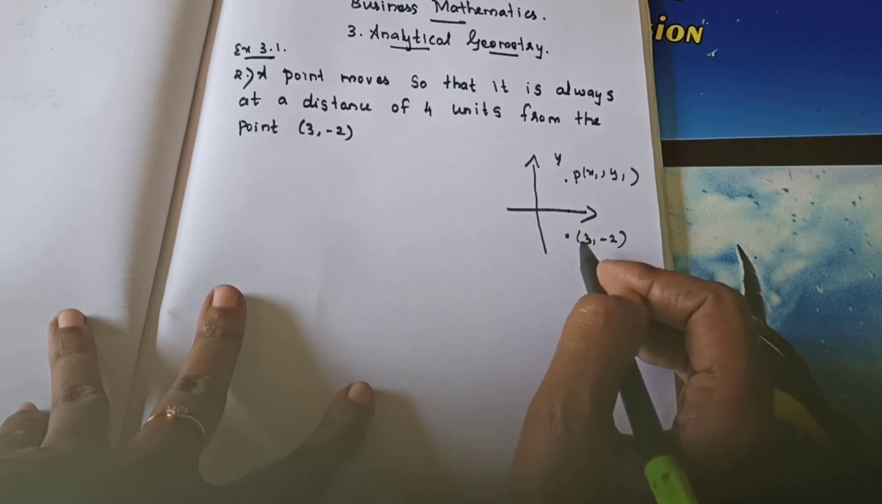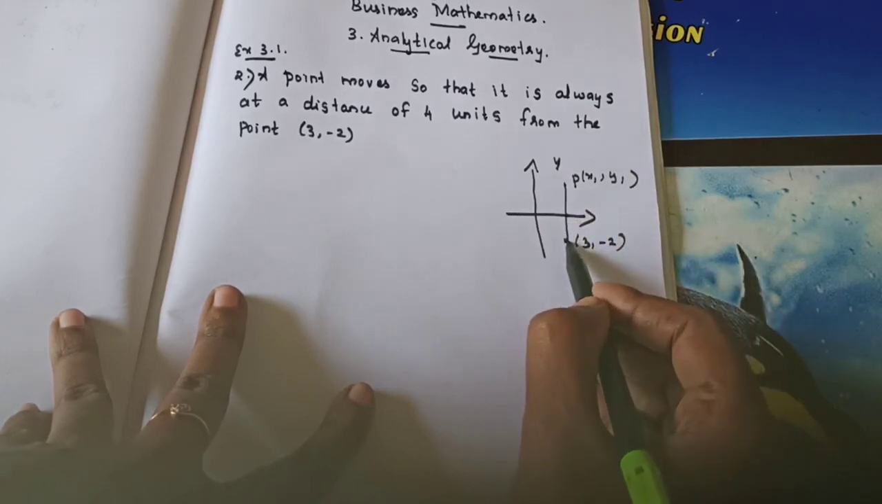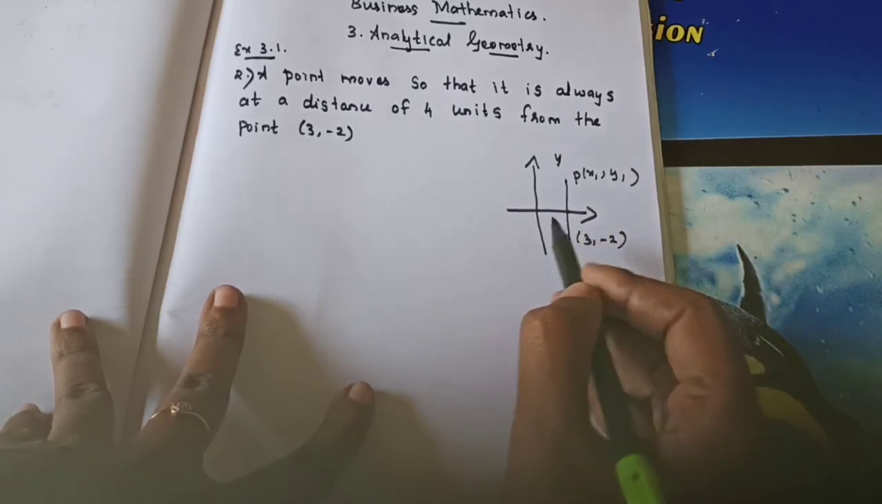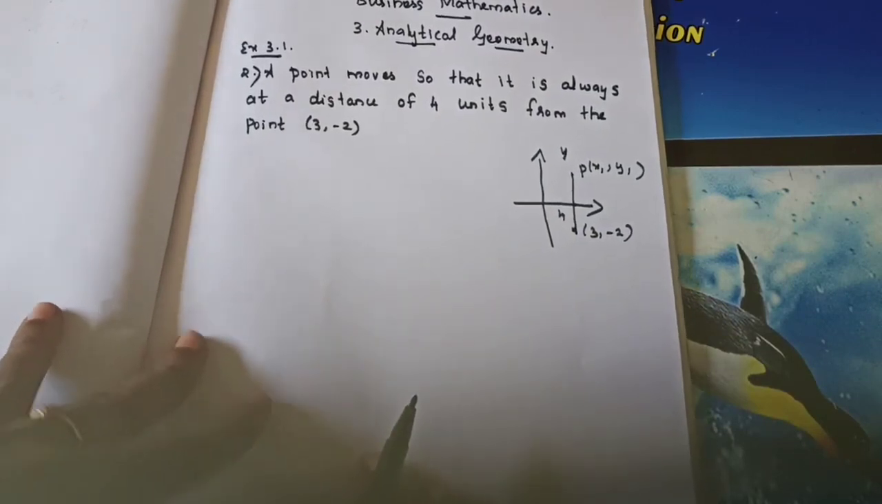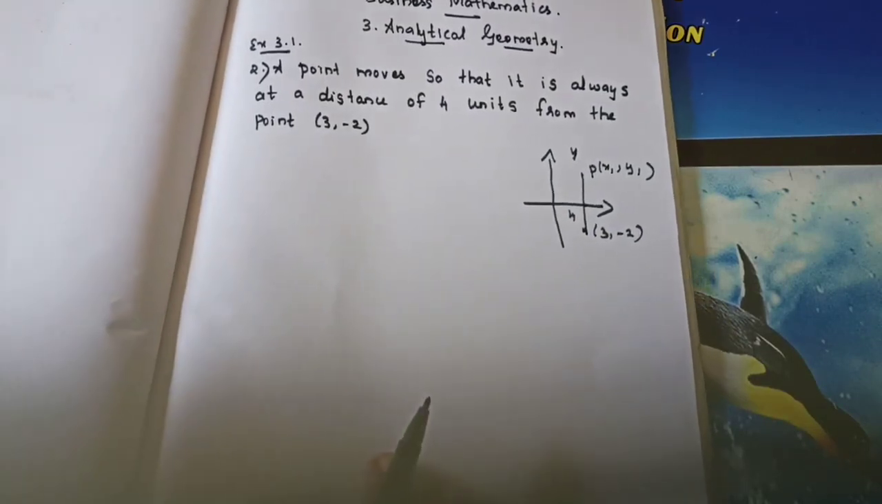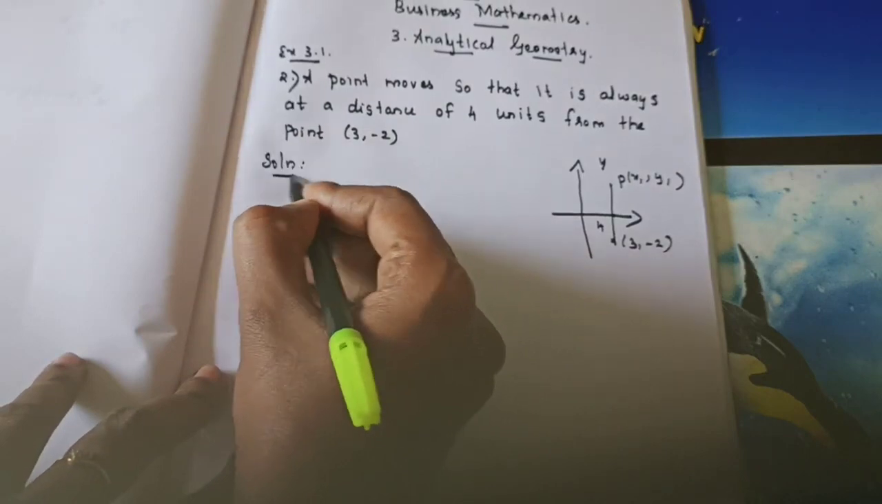So it will be 4 units from the point 3, minus 2. From here to here you can join, so the distance is 4 units. Understand? You need to find the equation of the locus of a point that moves so that it is always at a distance of 4 units from the point. Okay, solution. First you can write all the given data.